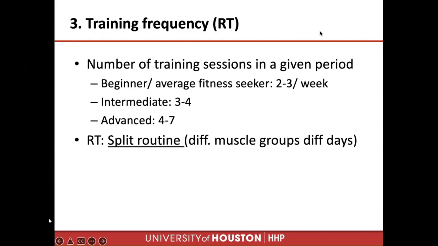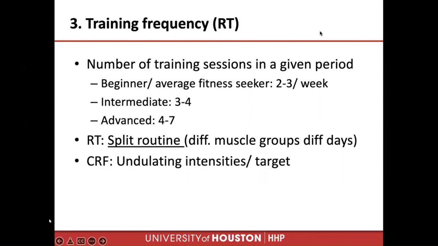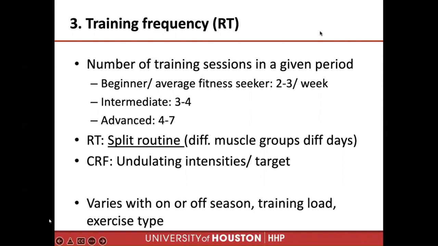Well, with our beginners with 2 to 3 days, we're going to be doing whole body exercises usually. But with more advanced people, we're going to do split routines, different muscle groups on different days, chest, back, legs, auxiliary lifts, stuff like that. For cardiorespiratory fitness, we're going to have undulating intensities and target for our resistance training. And of course, our resistance training frequency is also going to vary with on or off season, training load, exercise type.